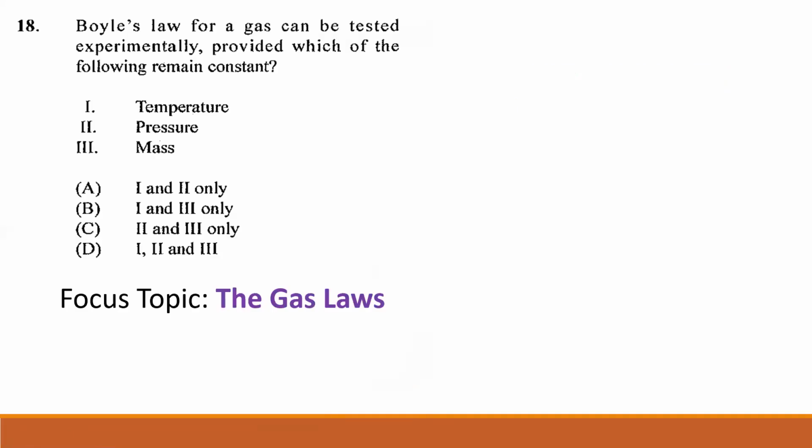Boyle's law for a gas can be tested experimentally provided which of the following remain constant. In Boyle's law, we have a fixed mass of gas, so the mass of the gas is constant, and also the temperature. So temperature and mass, 1 and 3, that's B.